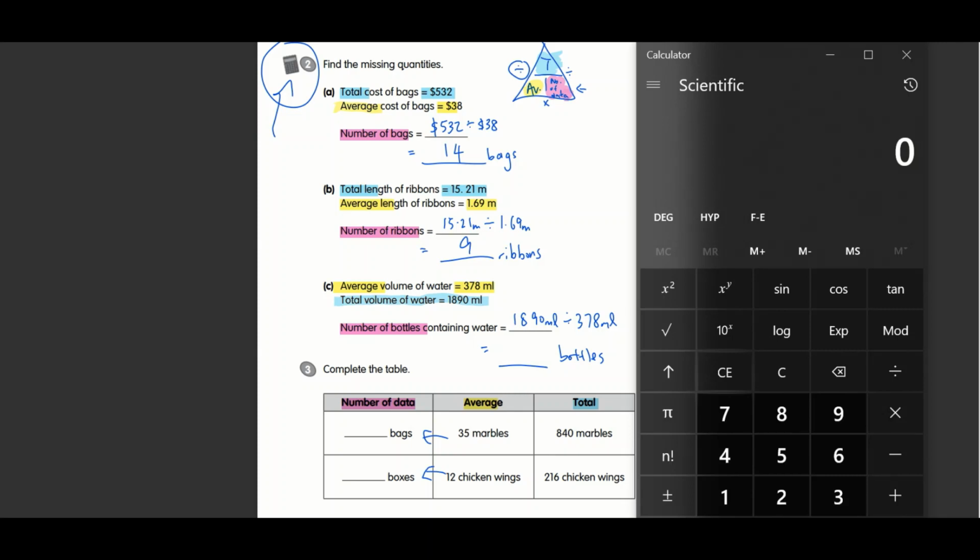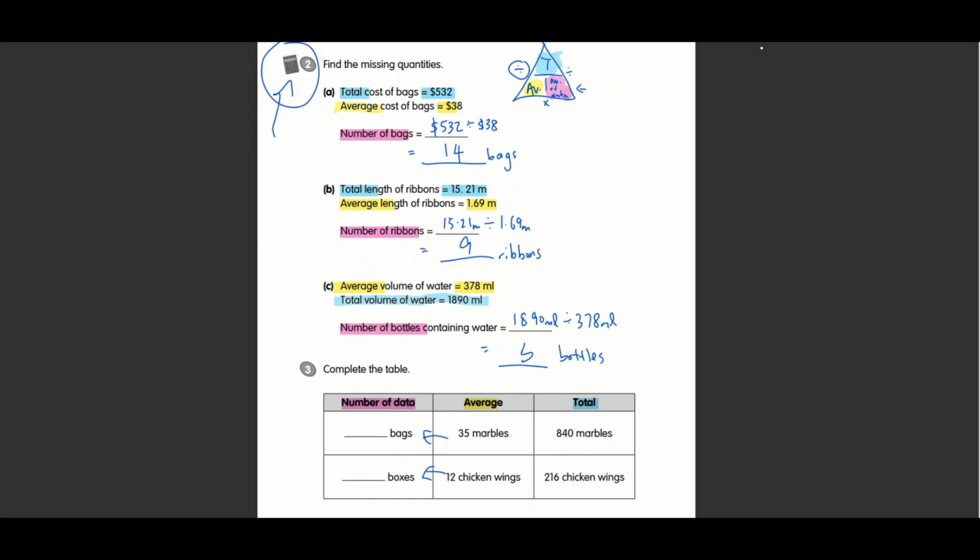When you're dividing using a calculator to find the number of data, you should be getting a whole number as the answer. If it's not a whole number, then probably you have made a mistake with your calculator pressing. Most of the time you are looking at the number of data, which is a fixed amount, like number of bags, number of ribbons, number of bottles. It's unlikely that you have a part of a bag, like half a bag. That doesn't quite make sense, so you should be expecting a whole number.